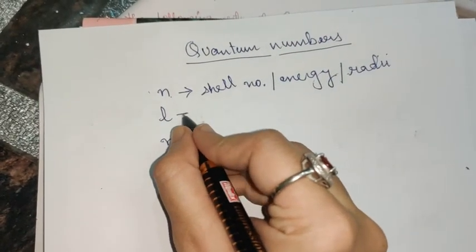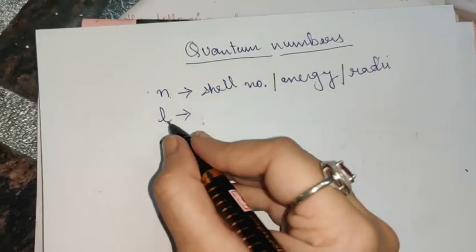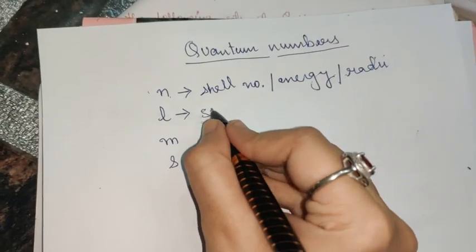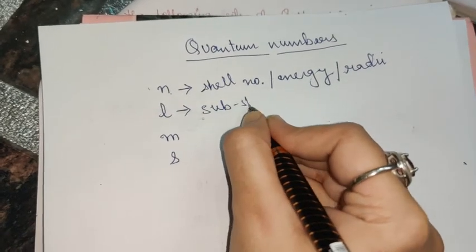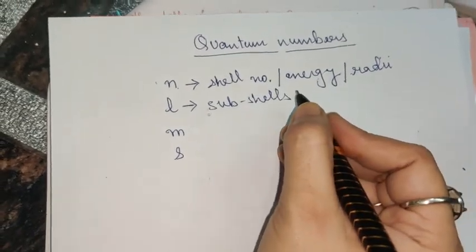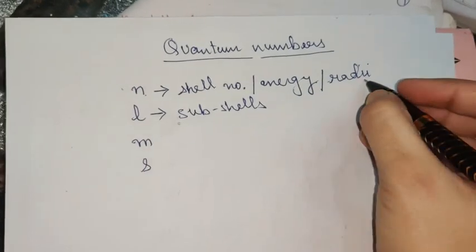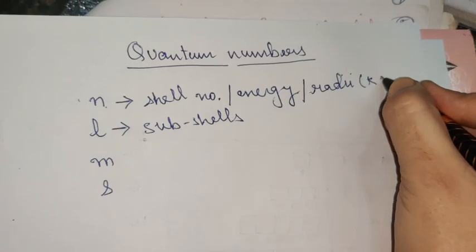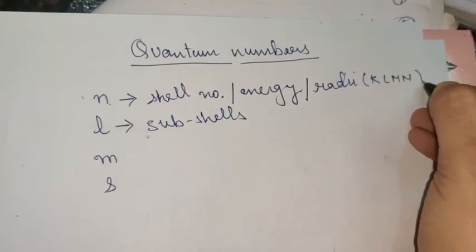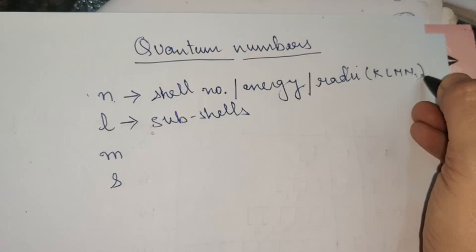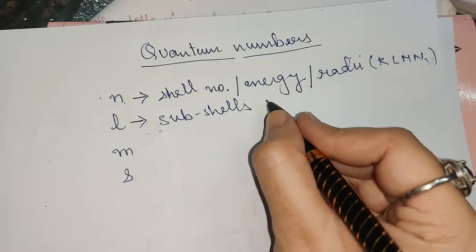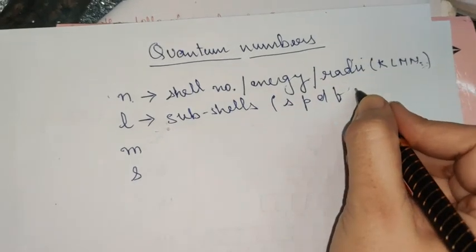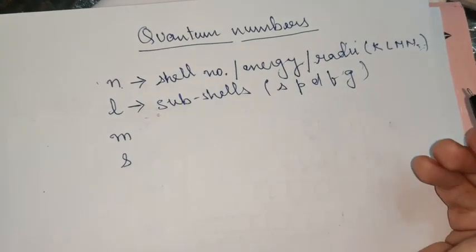And then second is the azimuthal or the subsidiary quantum number. With the help of this, we come to know about the subshells in which the electron can be present. So principal quantum numbers are basically K, L, M, N, or 1, 2, 3, 4, and so on. And these subshells are s, p, d, f, and in some cases you'll also come across g.